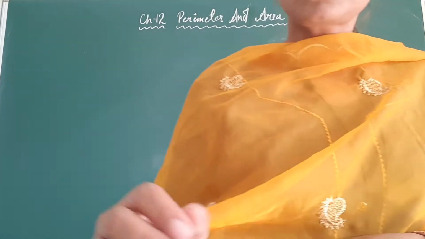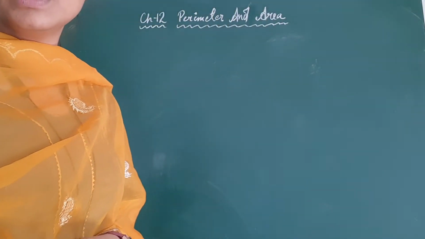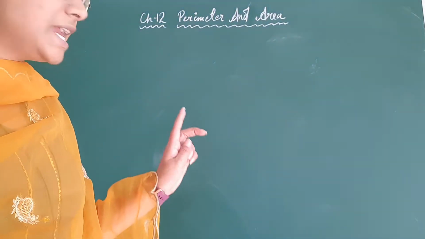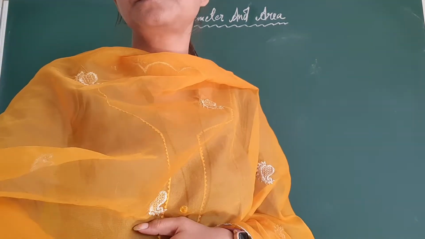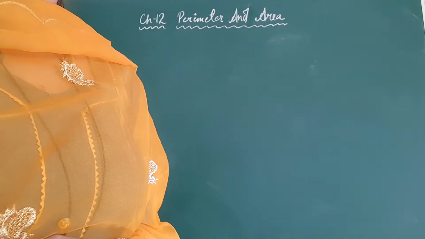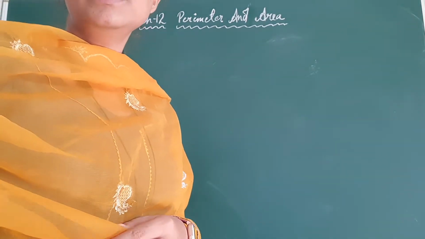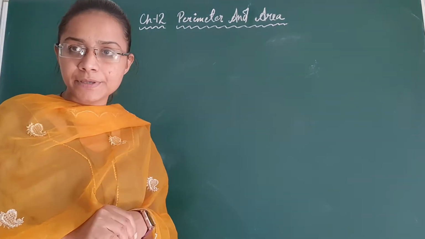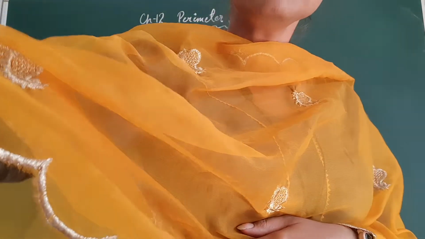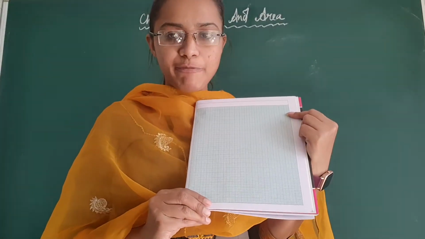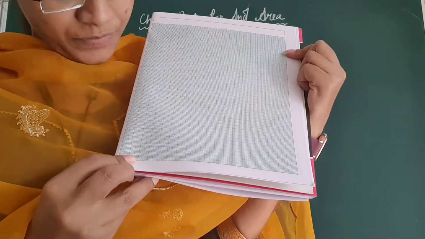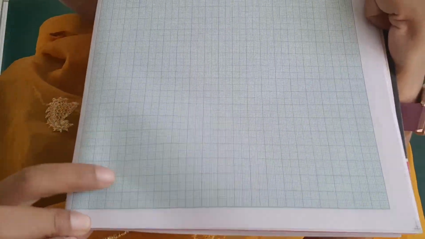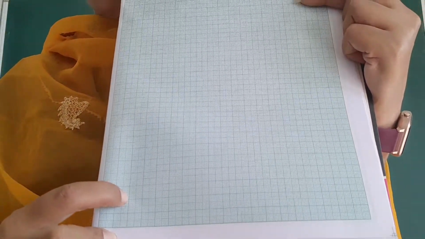Okay, so in this chapter we are going to learn about the perimeter and area of such plane figures. We are also going to discuss the unit of area and the method of finding the area by using the square paper and by formula. Square paper means your graph paper. This is your graph paper. Here you can see the small squares. That's why this is known as the square paper.